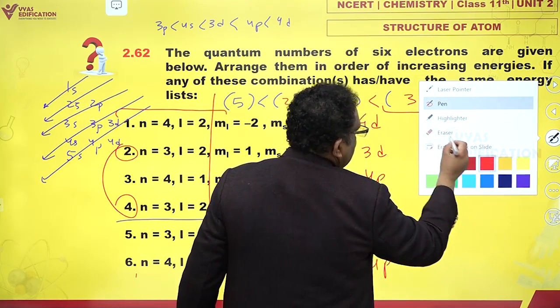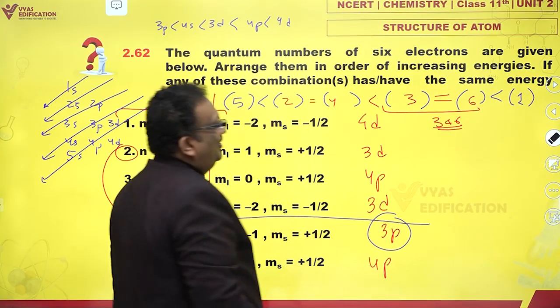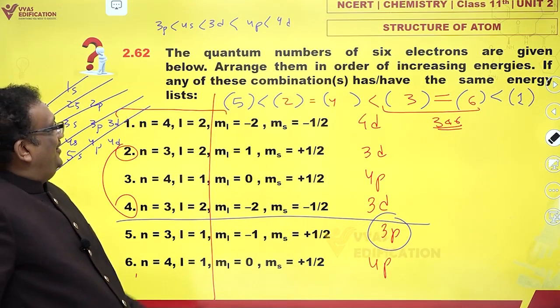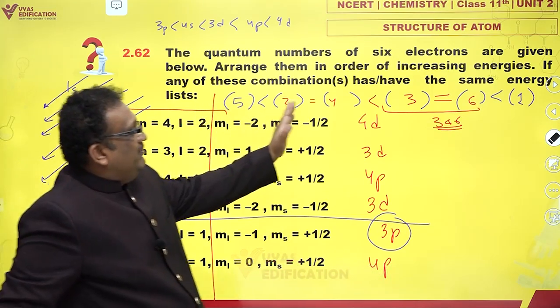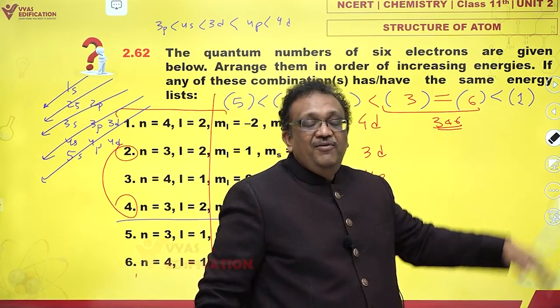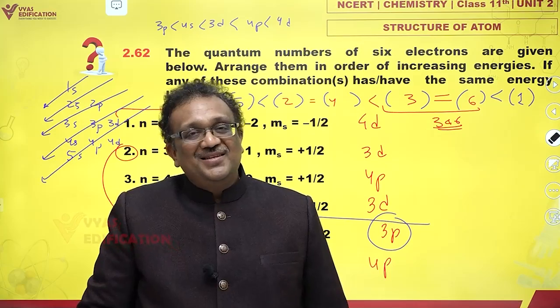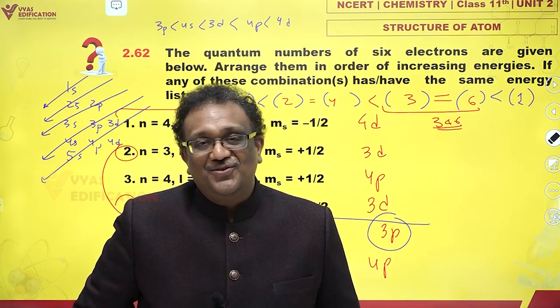3 is same as the 6th one. Right? There we are. 5 is least, 2 same as 4, 3 same as 6, and 1 is the maximum. This is the correct order of energies of the orbitals.